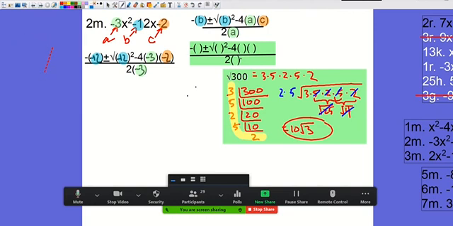A negative 12 becomes a positive 12. And I'm going to square root this guy, this whole thing. Negative 12 squared means negative 12 times negative 12, which is positive 144.